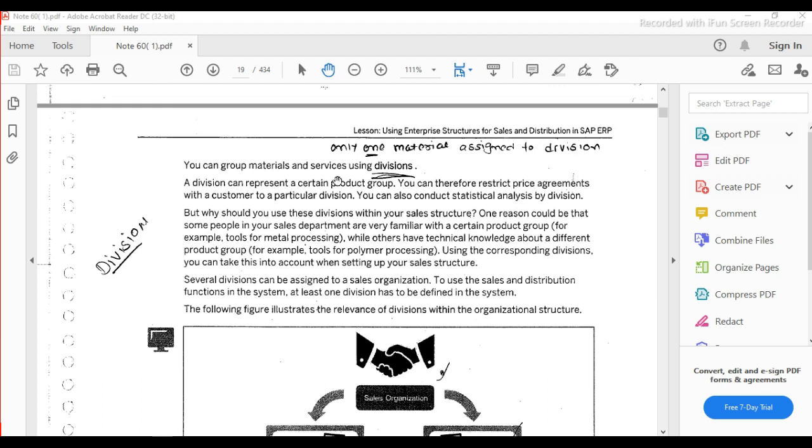If a division represents a certain product group, you can restrict the price agreement based on division. For a spare part you can have a different price. For motorcycle you can also restrict the price agreement with the customer for a particular division.